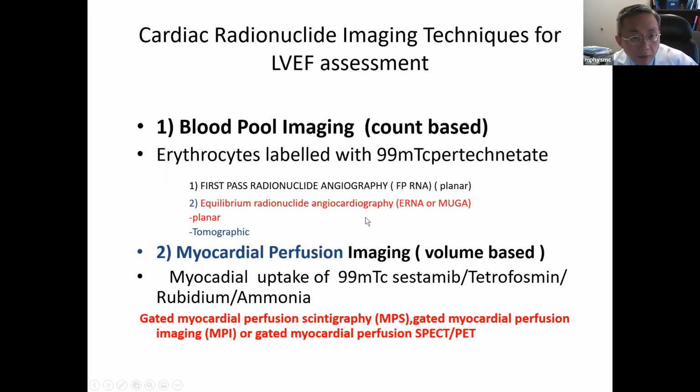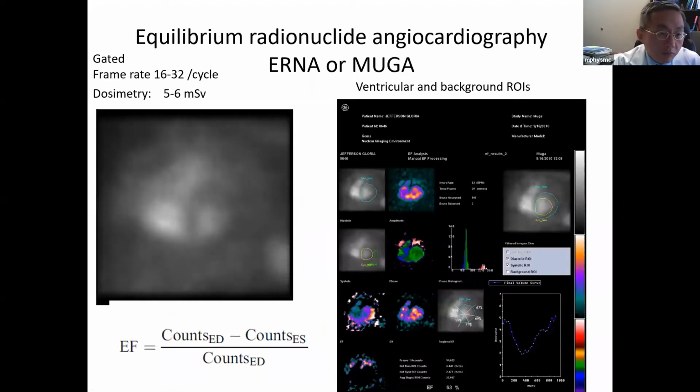Basically, instead of counting radioisotope activity counts in the LV cavity, we actually image the myocardium. And this is what we do every day when you order a nuclear stress test. The PET or SPECT will give you not only the perfusion information, but also the volume and ejection fraction information.